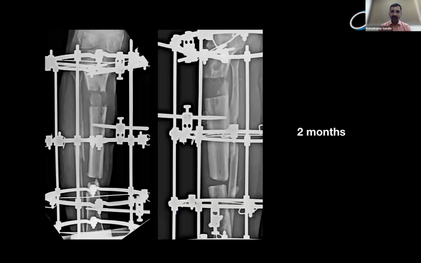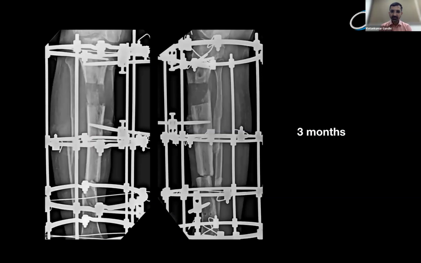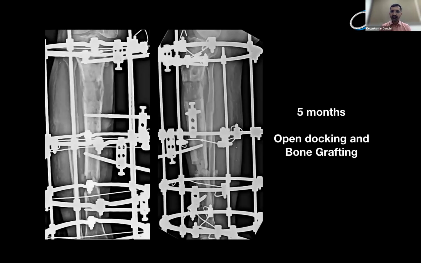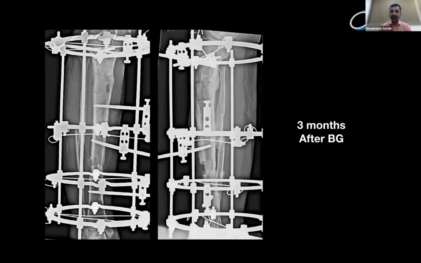This was gradually when the bone transport was in progress. At 3 months, there was docking, but the alignment was not good, and we thought that there might be some fibrous tissue. So we did open docking, corrected the alignment, put some bone graft there. Regenerate had now started consolidating well. At 3 months after bone grafting, the docking site was non-tender.